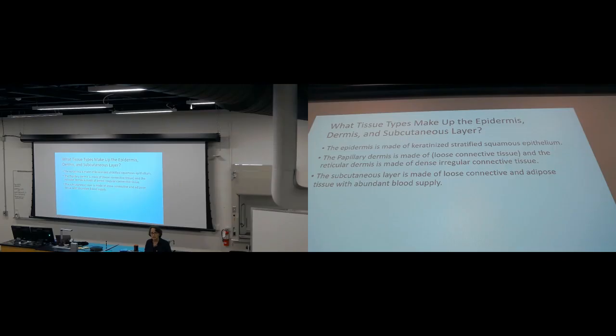This keratin is an inert protein, so basically it's non-living. And this prevents us from dehydrating. It acts like a seal on top of all these layers of cells. Now the papillary dermis, which is just below the epidermis, is made out of loose connective tissue.